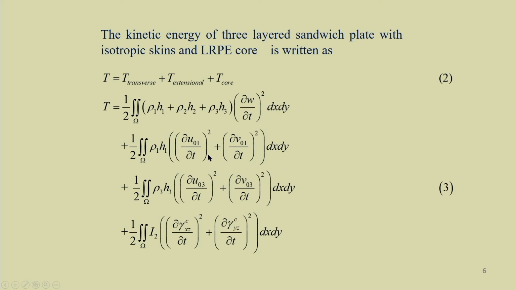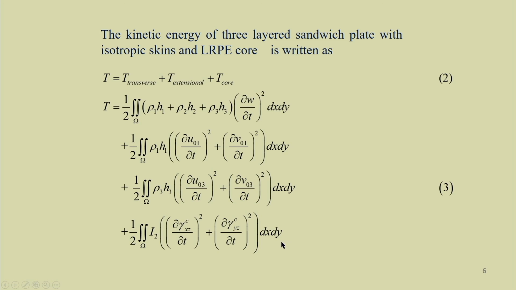Similarly, the kinetic energy in the other directions can also be obtained: rho 1 h 1 into del u 0 1 by del t whole square plus del v 0 1 by del t whole square dx dy. This is for rho 1 h 1, that is, for the top layer, and similarly rho 3 h 3 for the bottom layer. Then we can take the shear also, due to the shear action, the rotary inertia also we can take into account, that is I theta dot square.